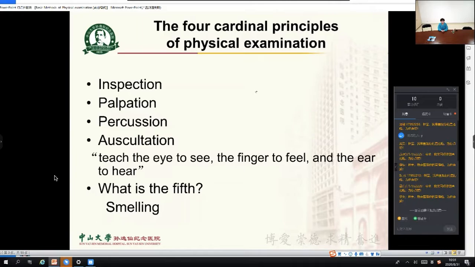The 4 cardinal principles of physical examination we need to know. The first one is inspection, the second one is palpation, the third one is percussion, and the fourth one is auscultation. This is the process to teach the eyes to see, fingers to feel, and the ears to hear. And there is the fifth one. What is the fifth one? It is smelling.